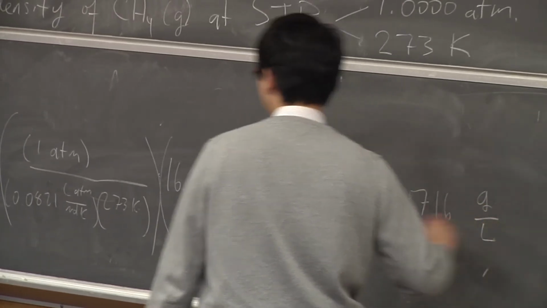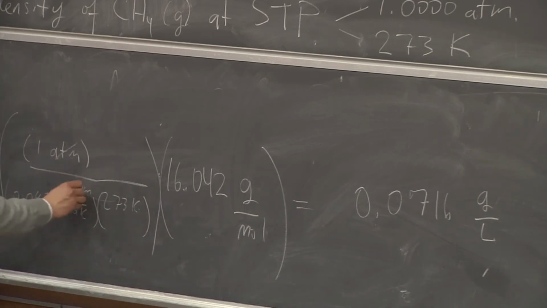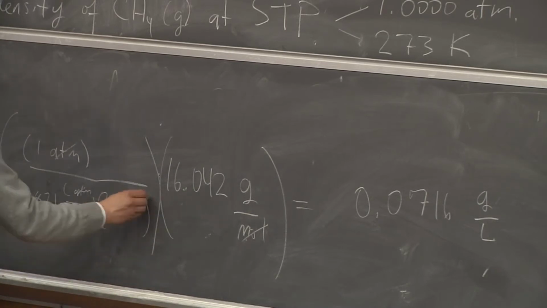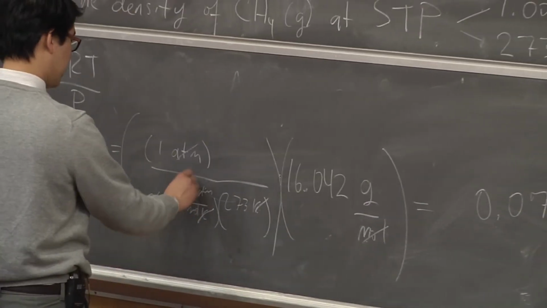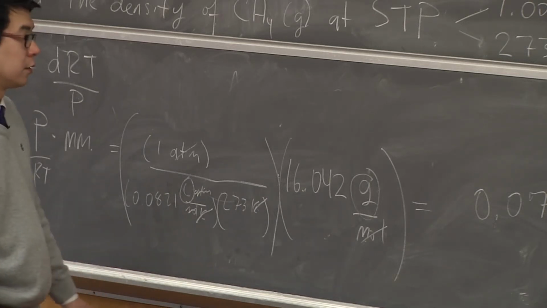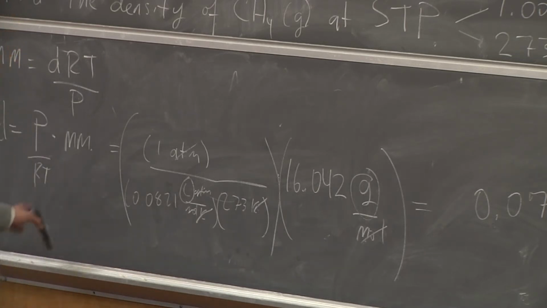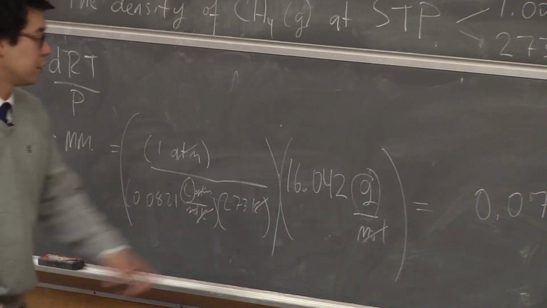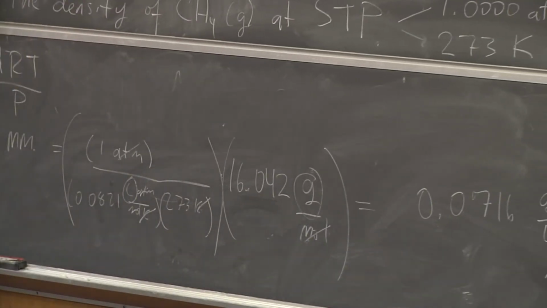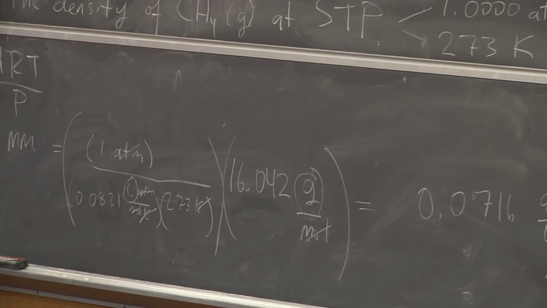Grams per liter. So the atm and the atm cancel. The moles and the moles cancel. The Kelvin and the Kelvin cancel. And what you have left is grams and liters. It maybe depends a little bit on 0.714 or 0.716. It maybe depends on how many significant figures you used for your molar mass. You maybe used another digit for R. So either one of those is going to be okay.